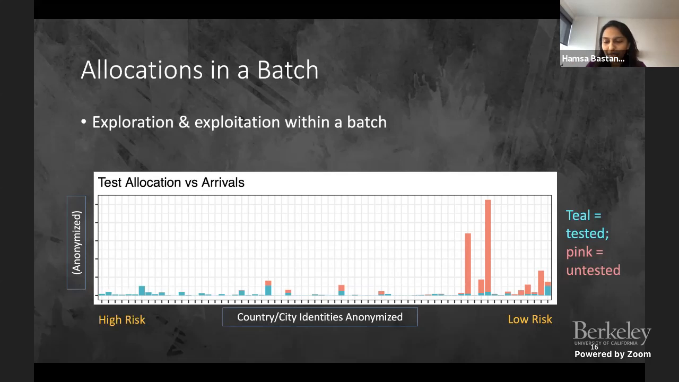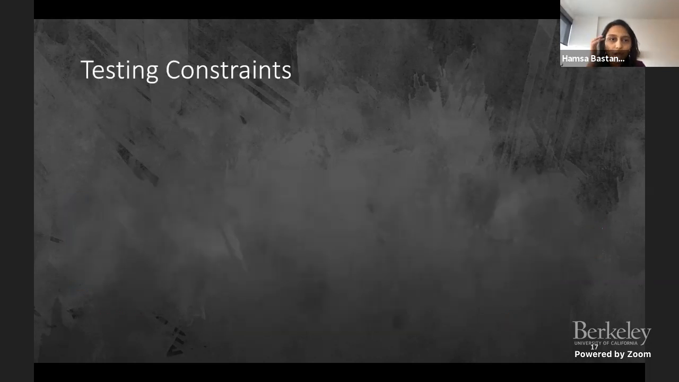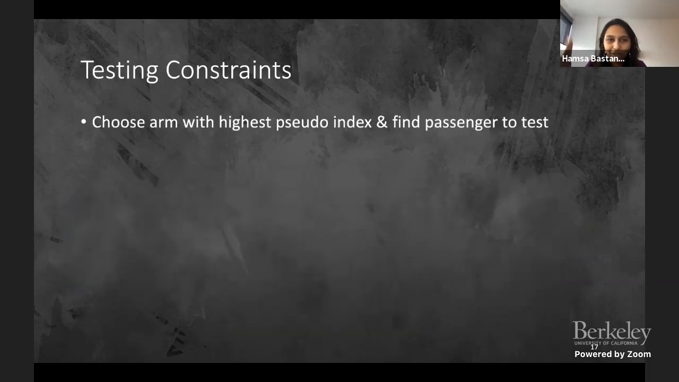And this gets me to my next point, which is that we have port-specific testing constraints. So some ports only get arrivals from certain arms. So people coming in from the land border, for example, only come from certain countries. And they have testing budgets that are determined by the labs that they're contracting with. So the exploration-exploitation trade-off is actually pretty different as a function of the port.